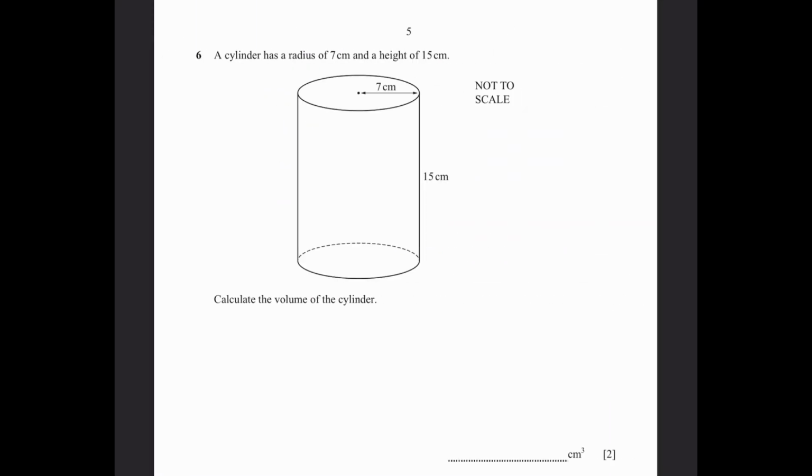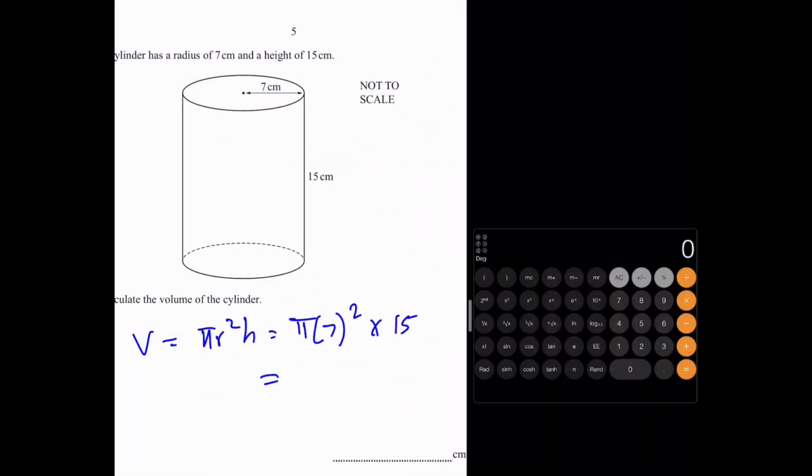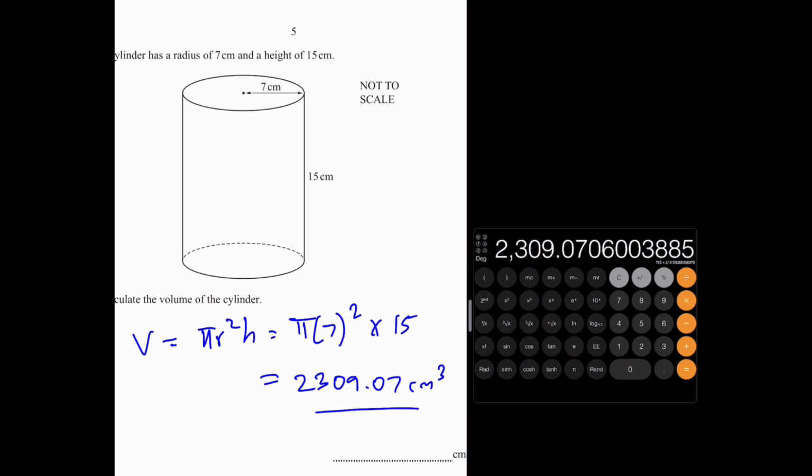A cylinder has radius 7 centimeters and height 15 centimeters. Calculate the volume of the cylinder. The volume is equal to pi r squared h. And we can substitute now pi into 7 squared multiplied by 15. 49 pi into 15. Let's get our calculator out. There we are. 49 into 15. And then we multiply by pi. 2309.07 centimeters cubed. That's the answer. Let's go to the next question.